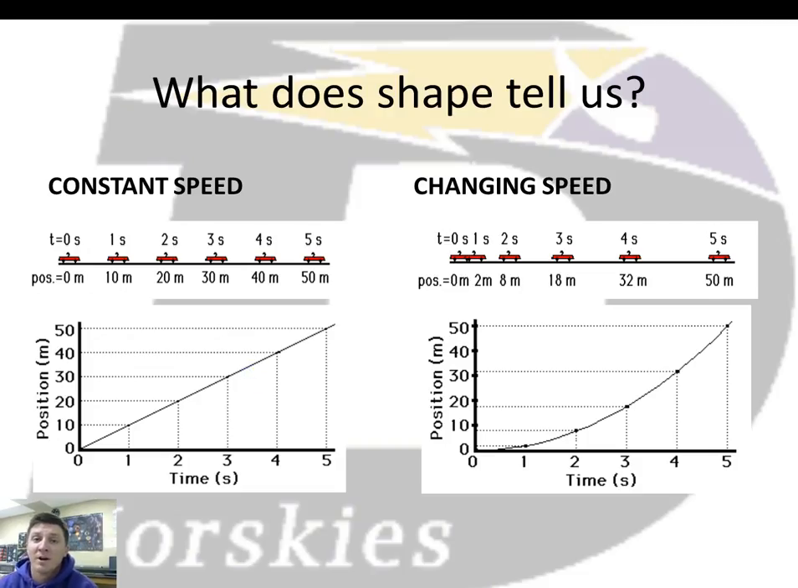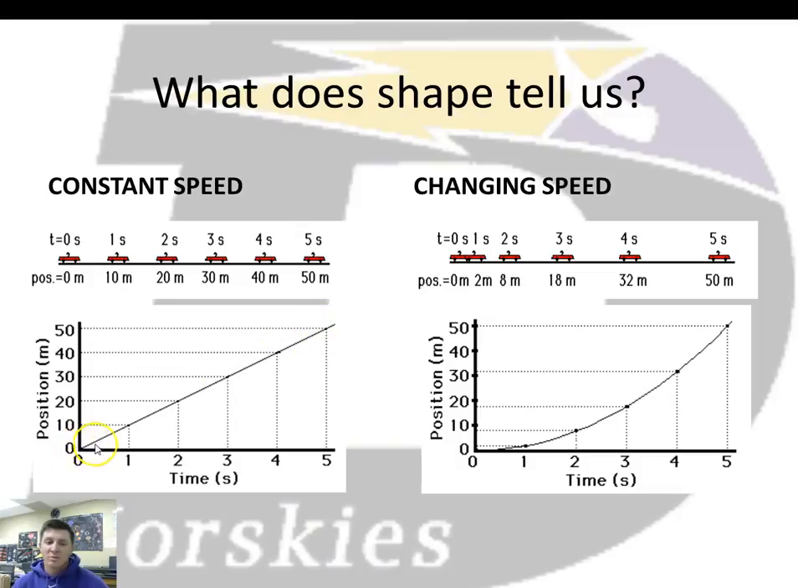So what we have here are examples of two different position versus time graphs. And the very first thing that we need to know about the graph is the shape. So if we look here on the left hand side, we have a graph that has constant speed. Position is on the y-axis, and on the x-axis is time. And if we look at the line here, we have constant speed being represented.